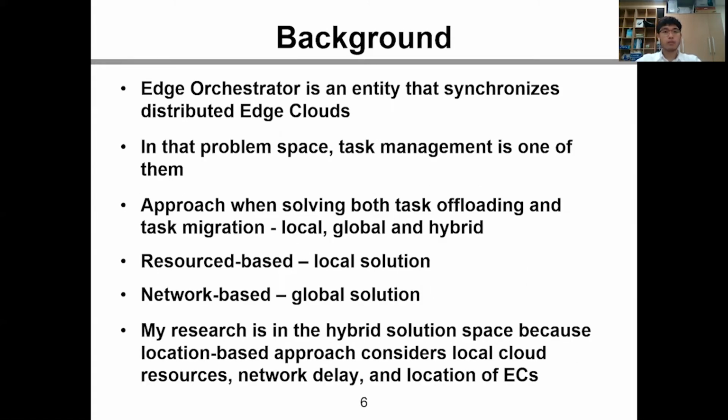The solution can be divided into three basic approaches, which are local, global, and hybrid. For example, for a resource-based approach, we only consider the local cloud EC resources such as the CPU, RAM, GPU, etc. And we make a decision to offload or migrate based on the resources. But if we have a network of ECs connected to a central data center, which will be the brain, we can have a global approach.